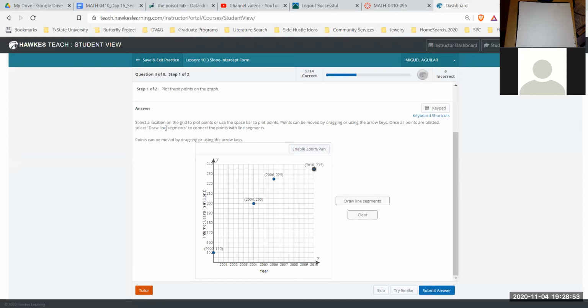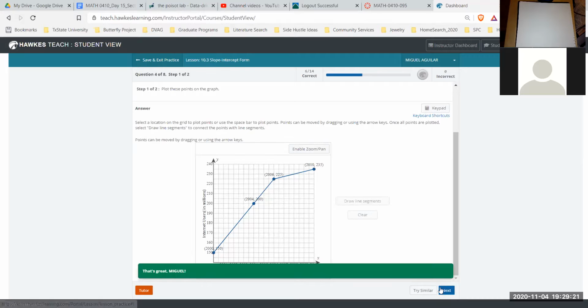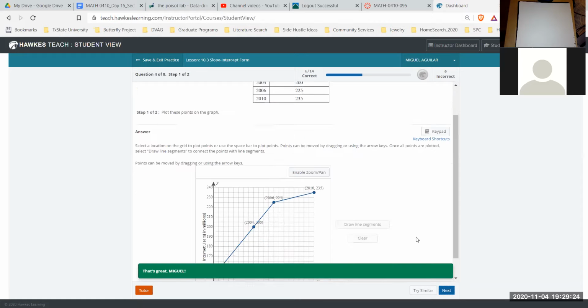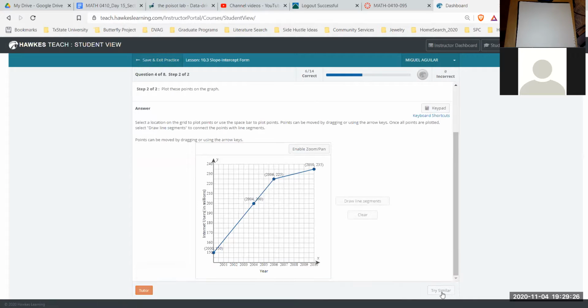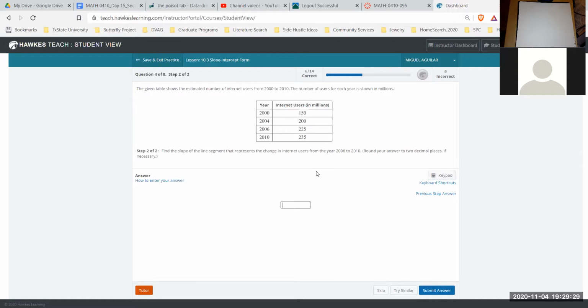Okay, so it says select the location on the grid, use the space bar or click where the points can be. The points can be dragged using the arrow keys. So you could also use the arrow keys if you wanted to manipulate this. And then once they're plotted, select draw a line segment. So this is where reading the instructions is going to be really crucial. We'll put a line segment in between them. So there's our line, and then we're going to hit submit answer. Okay. So that's just a following-the-instructions sort of problem here.